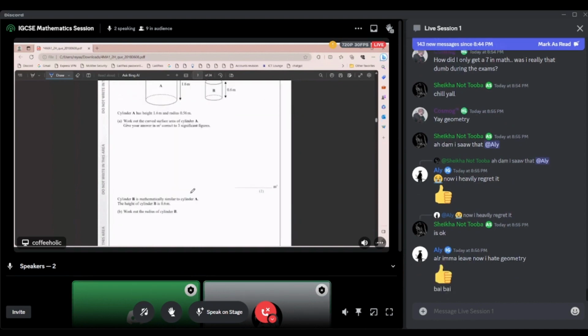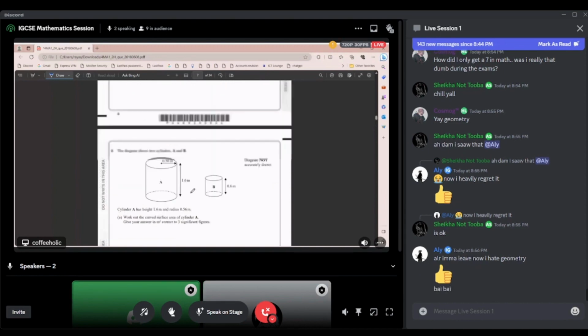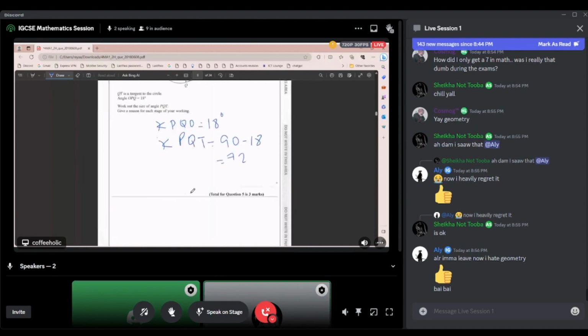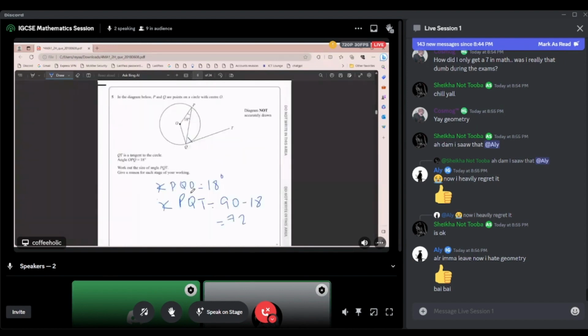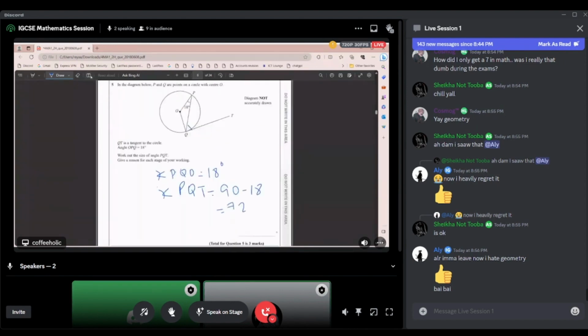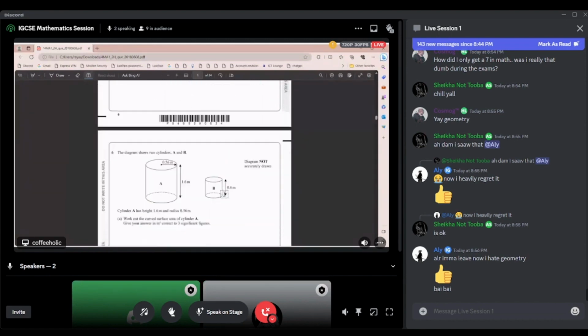This one is for the previous question, if you go back. You need to mention the reason. So the reason is going to be the isosceles triangle and the tangent-radius theorem, because 2 marks are for the reason and 1 mark is for the actual working. Yeah, okay, we're going to move on to the next one.